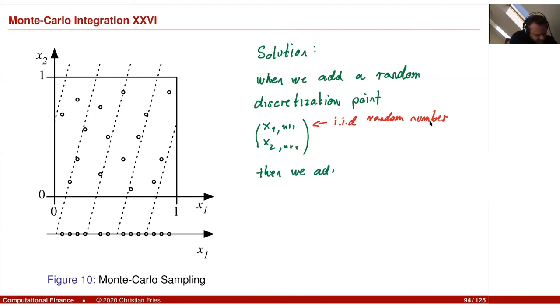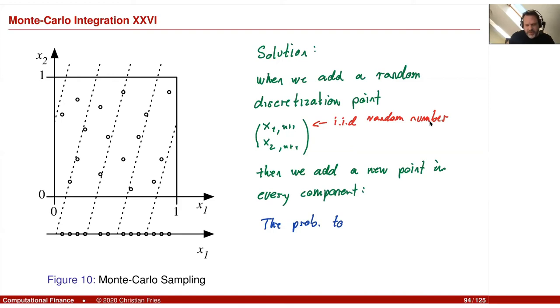Then we add a new point in every component. Or put differently, the probability to hit a discretization point, so the projection of a discretization point on some axis, the discretization point's component again is zero.